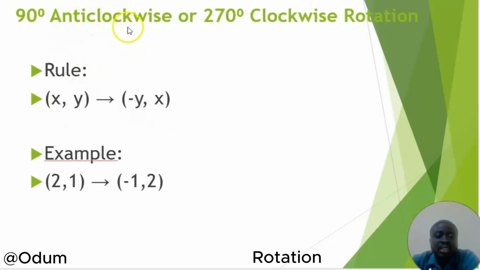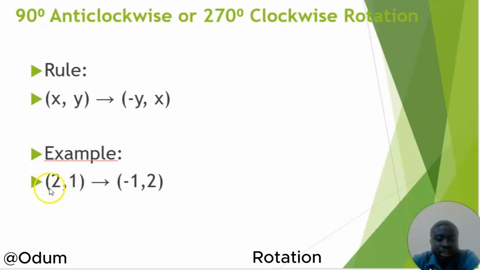Now we have 90 anti-clockwise or 270 clockwise. With that one too, when you have a point x, y, we are going to interchange and negate our y. So our x will go there and our y will come. Now when they come like that, we are going to negate our y. So when you look at this example, our x will go and our y will also come. Then we are going to negate our y. So let's see how it will be.